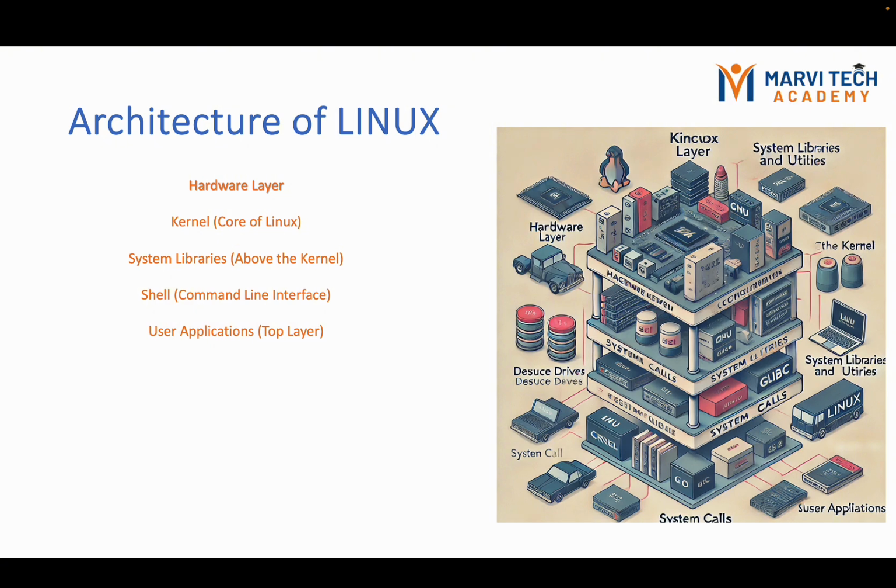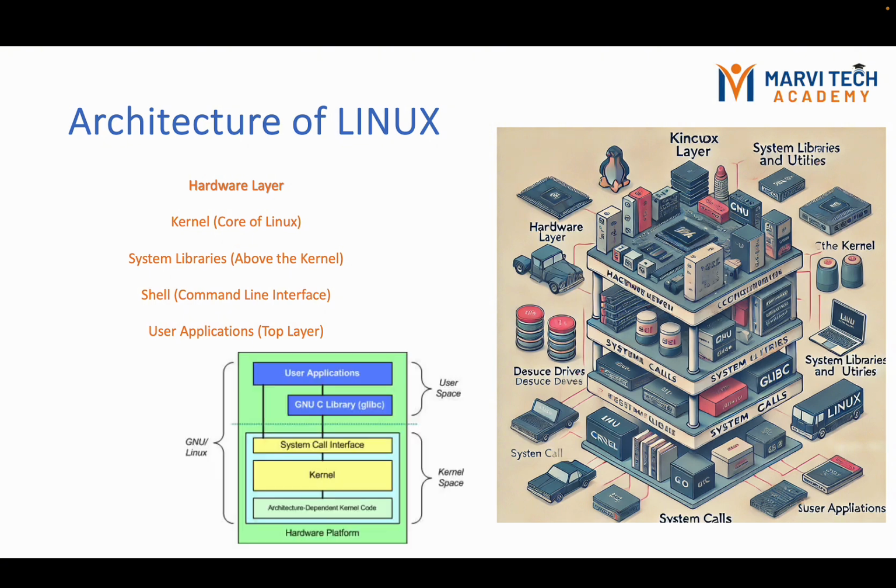The hardware layer includes all the physical hardware components of a system, such as CPU, memory, storage devices, and peripherals like keyboards and network cards. The Linux kernel is the core part of the operating system. It manages hardware resources and allows software applications to use them efficiently. It serves as a bridge between hardware and user applications.